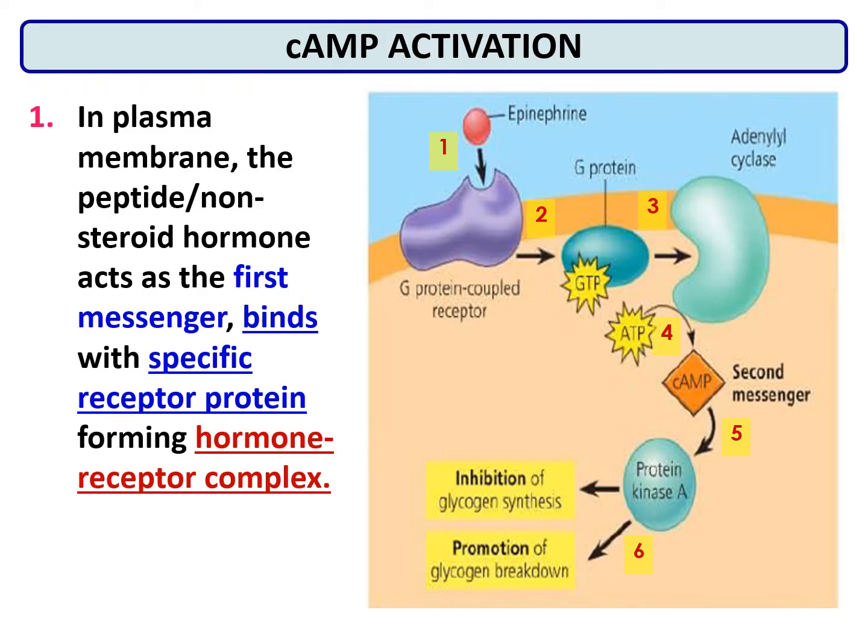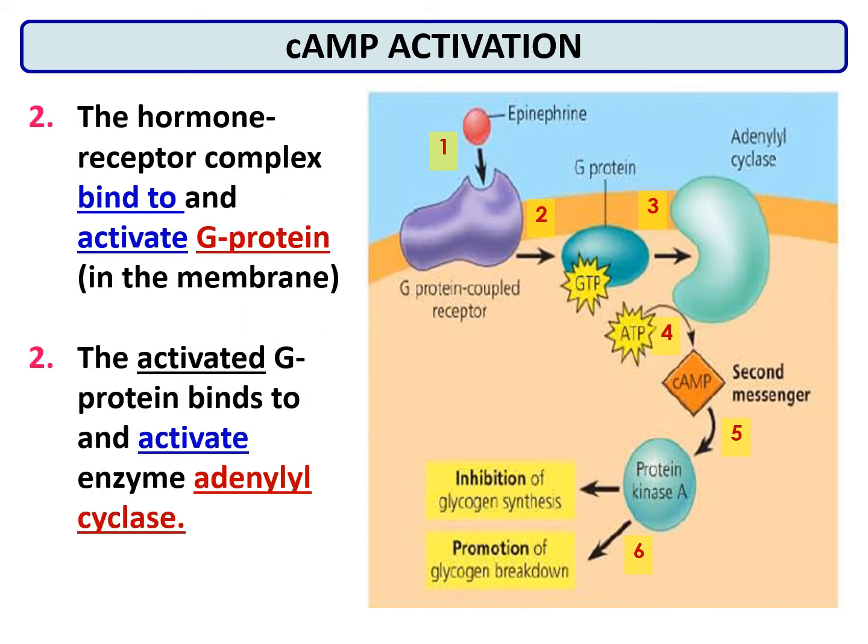cAMP activation. In plasma membrane, the peptide hormone cannot pass through the plasma membrane. So it acts as first messenger. So it will bind to the receptor on the plasma membrane and form hormone receptor complex. The hormone receptor complex then will go to the G protein. It will bind to the G protein and then activate the G protein.